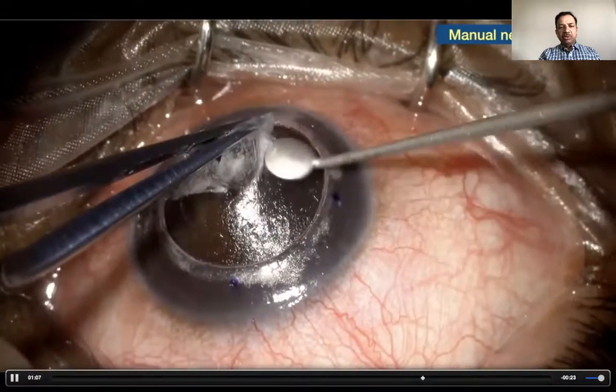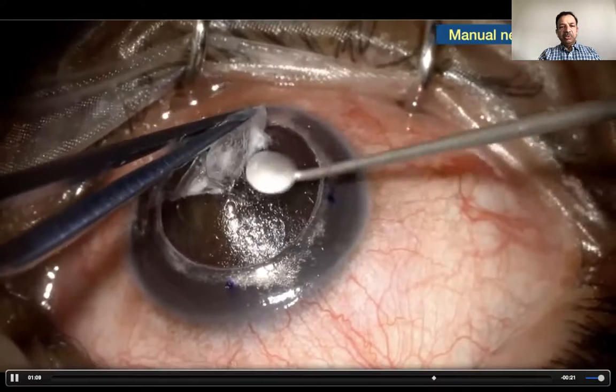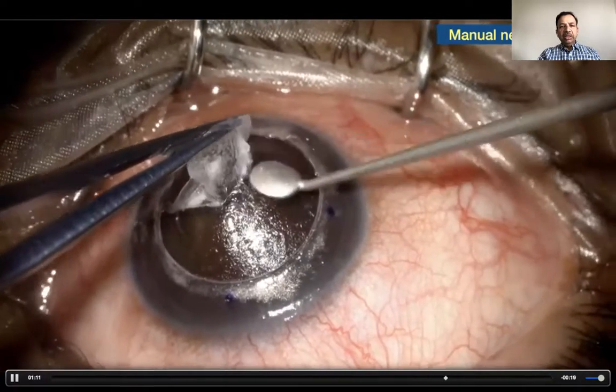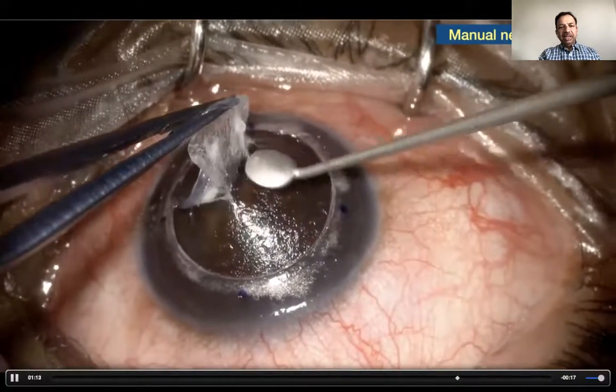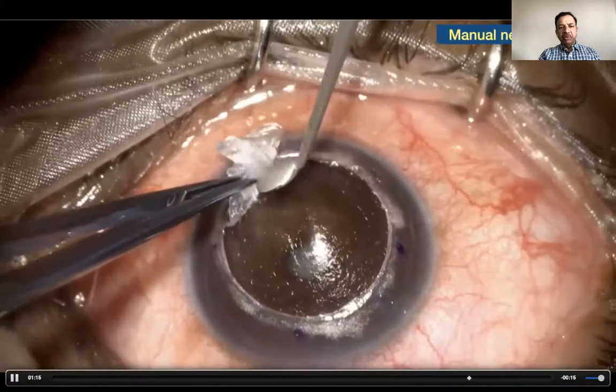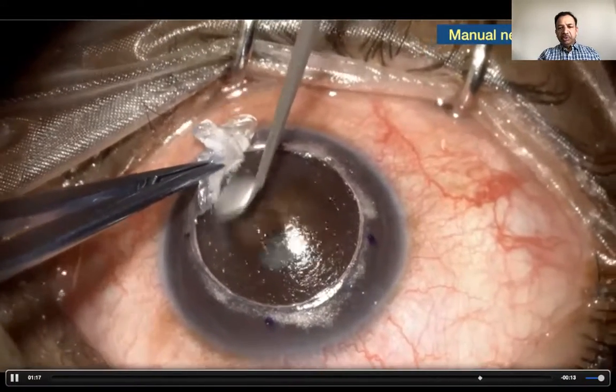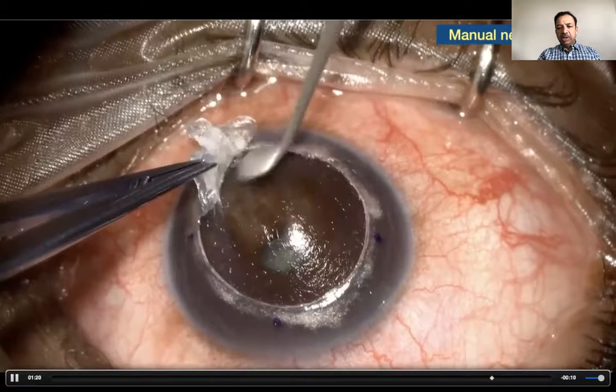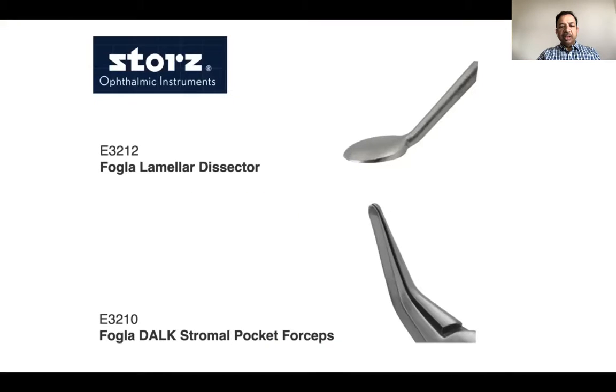And then we use the left hand to do the stromal peeling. In the right hand, the dissector basically assists the peeling by breaking the stromal fibers. And we can achieve a pretty uniform, smooth plane using this technique. That's the stromal dissector and the stromal pocket forceps.